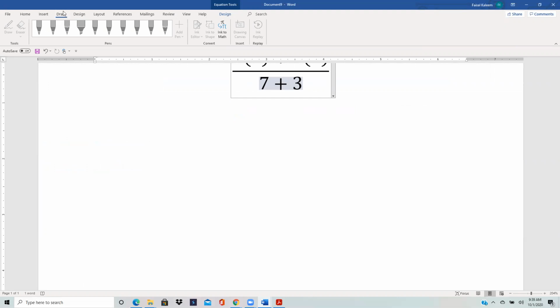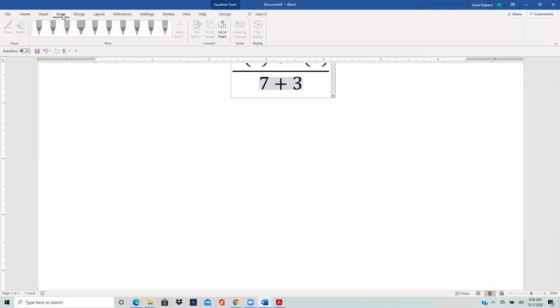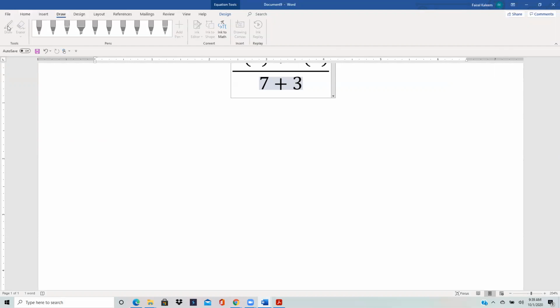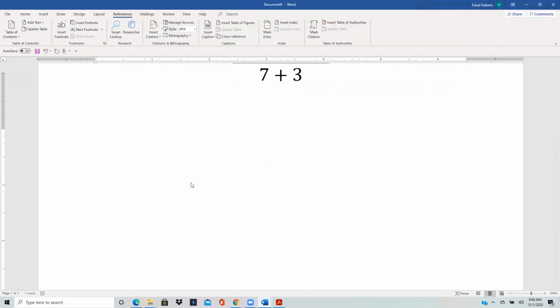I used to get different colors here. What's going on? Huh, why am I getting all black pens? That is a very weird thing. Okay. And some of them are being disabled. Okay, probably because I'm still in the equation. Right. So now let's try drawing.